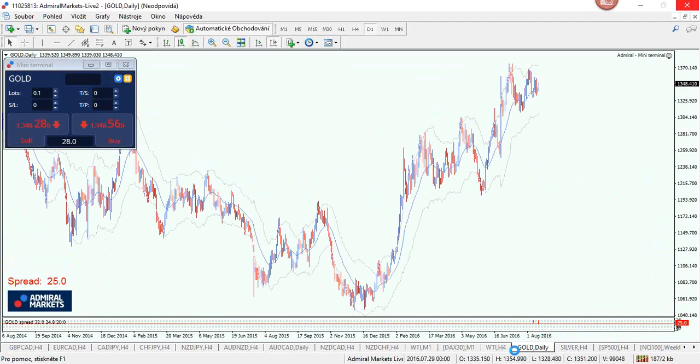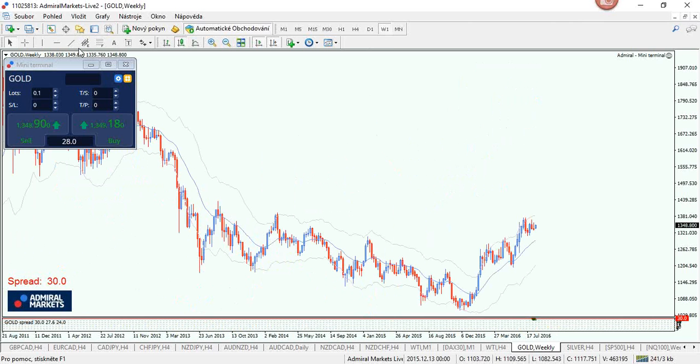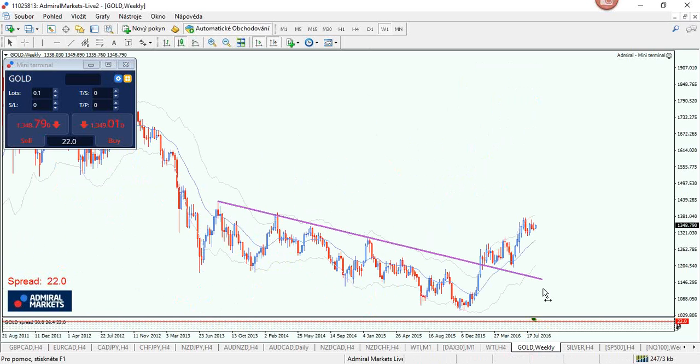Somehow my gold chart is having some problems. I don't know why, but hang on. All right, there we go. All right, in any case, good momentum. We had a break already a while ago like this. So this does look like pretty good upside.